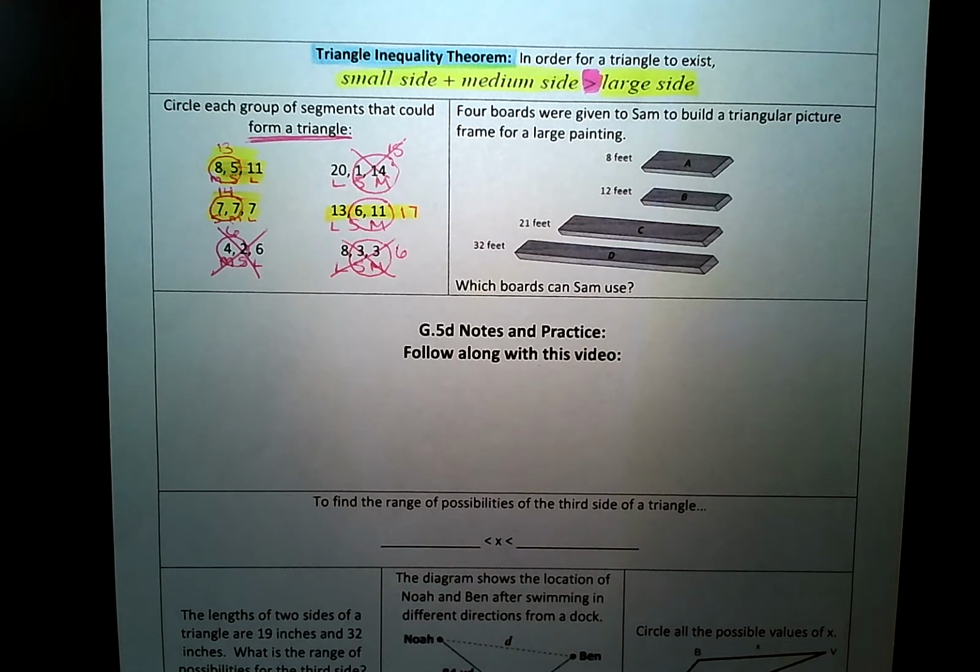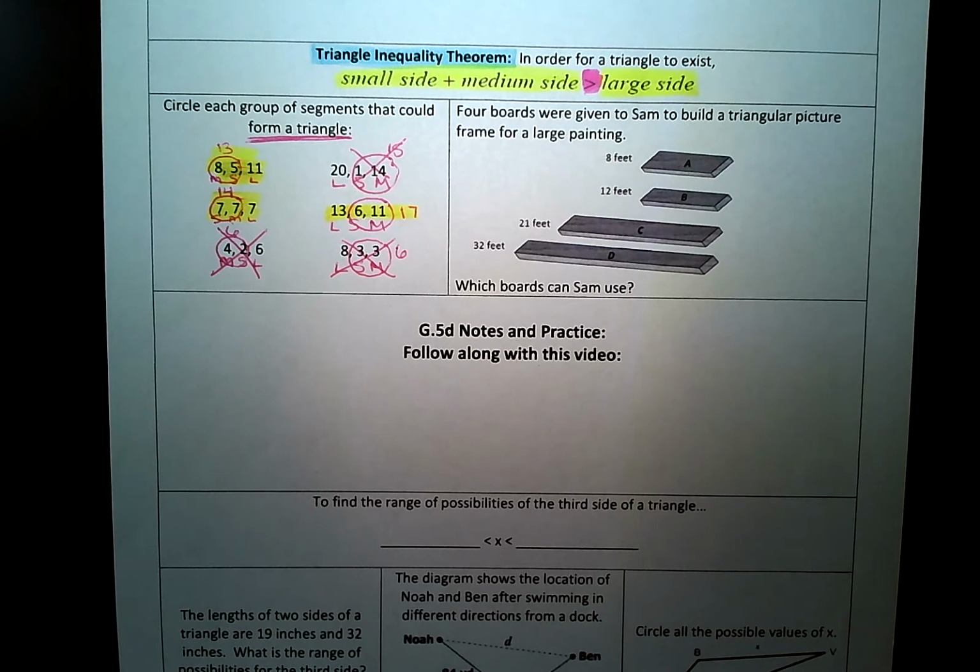Okay, next example of this I have is more of a word problem. It says 4 boards were given to Sam to build a triangular picture frame for a large painting. Very interesting, triangular picture frame. Okay, the side lengths we've got here are 8 feet, 12 feet, 21 feet, and 32 feet. Which boards can Sam use? Well, he's building a triangle, so he's only going to use 3 of the 4. So we have to figure out which 3 would form a triangle.